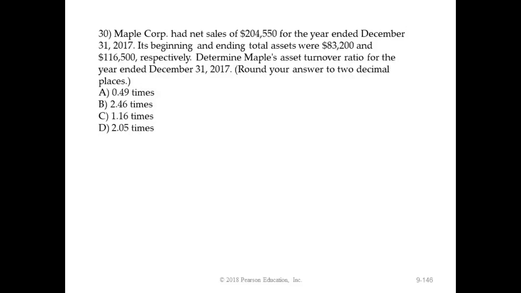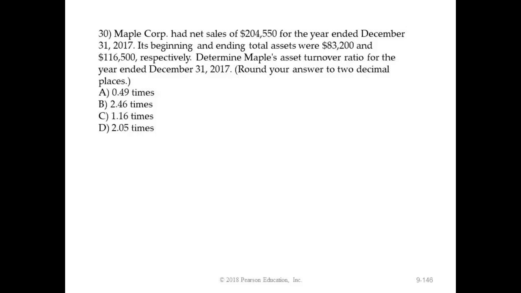Number 30, the company had net sales of $204,550 for the year ended December 31st, 2017. Its beginning and ending total assets were $83,200 and $116,500 respectively. Now I want to determine Maple's asset turnover ratio for the year ended. So let's go right to the problem. Let's go right to the answer.